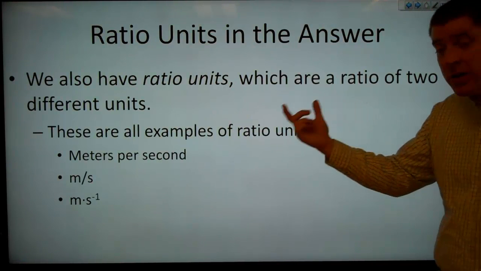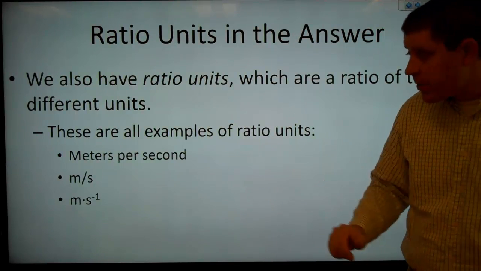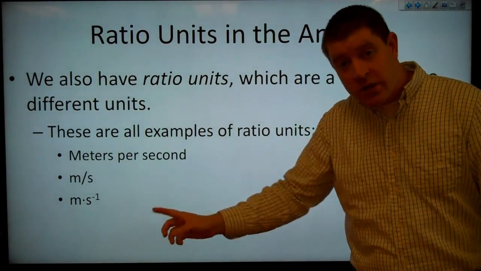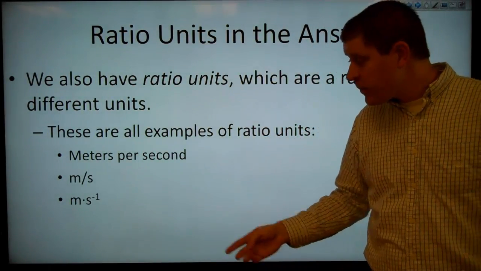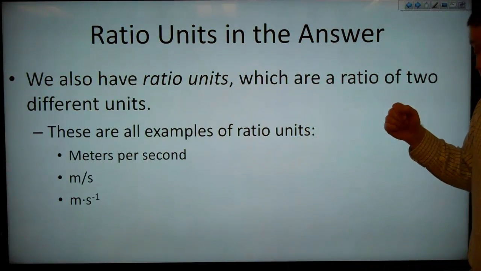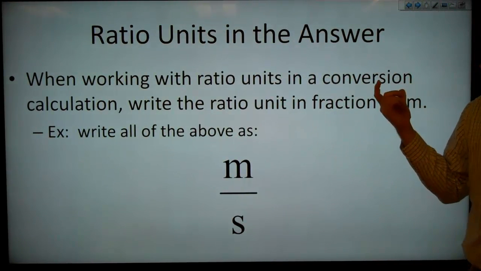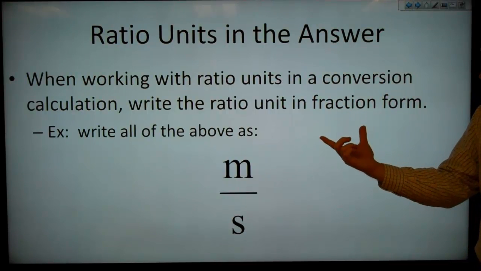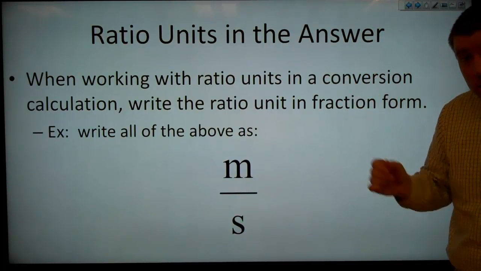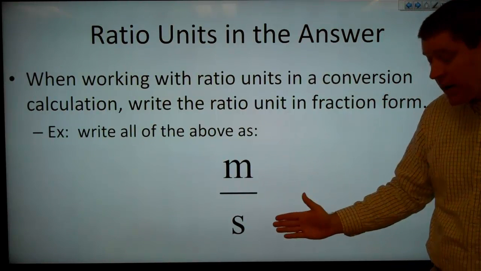But we also have ratio units, which are a ratio of 2 different units. And here are some examples of ratio units. Meters per second, m/s, that's still meters per second. Meters times seconds to the minus 1, that's again still meters per second. And when we're working with ratio units in a conversion calculation, we want to write the ratio unit in a fraction form. So we're going to write all of the 3 examples that I had on the last slide involving meters and seconds as meters divided by seconds.